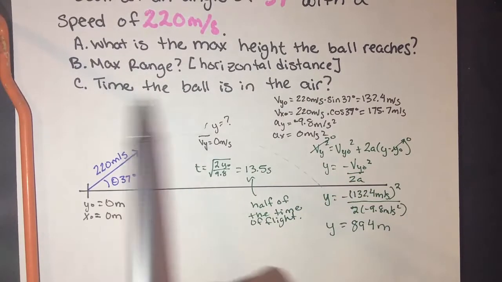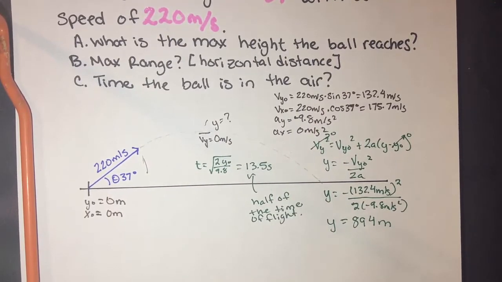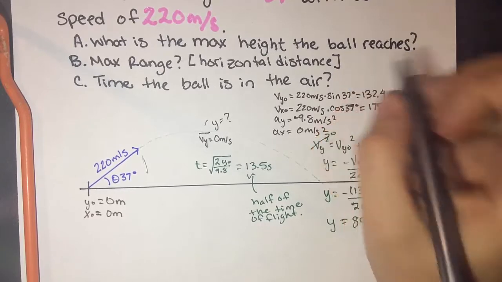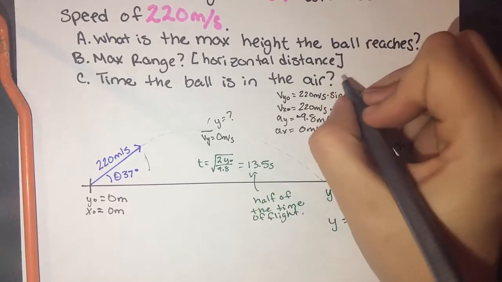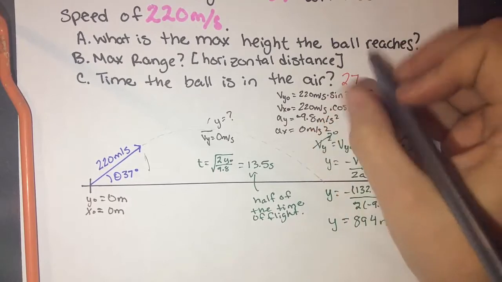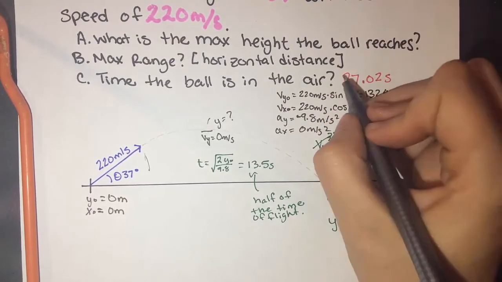The total time the ball is in the air is going to come from taking this number and multiplying it by 2, since projectile motion is symmetrical. When we multiply that number by 2, we get a value of 27.02 seconds.